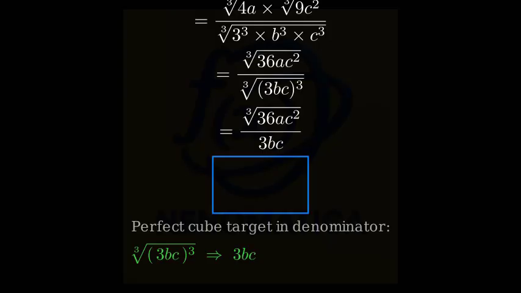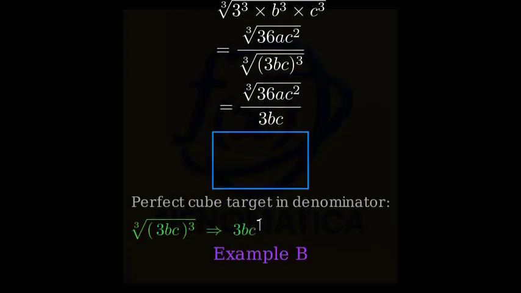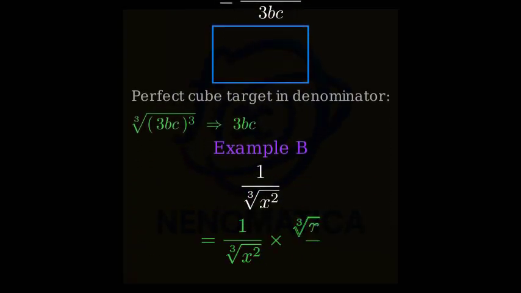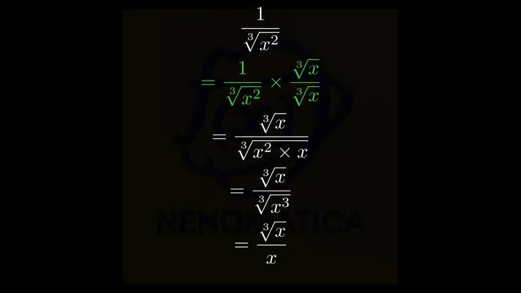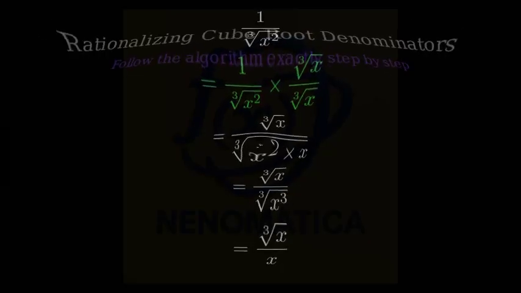Example B. Rationalize 1 divided by the cube root of x squared. Show the starting expression. Multiply numerator and denominator by the cube root of x over the cube root of x. Merge the radicals in the denominator to create a single cube root of x cubed. Evaluate the cube root of x cubed as x.